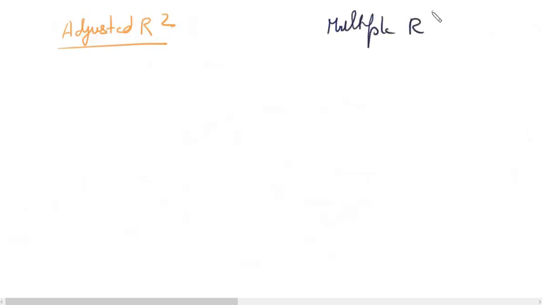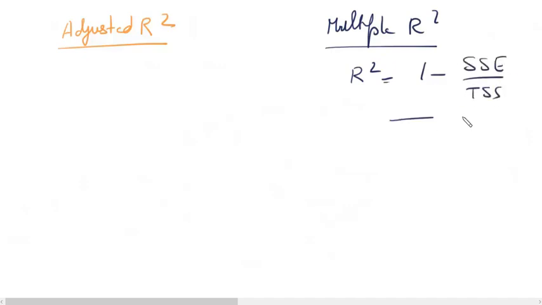Let us look at another parameter which is very importantly used to evaluate the accuracy of a linear regression model, and this parameter is called adjusted R-square. So what is adjusted R-square? Why is it useful? We have already seen what multiple R-square is. We have discussed how to calculate multiple R-square and what is the interpretation of multiple R-square.